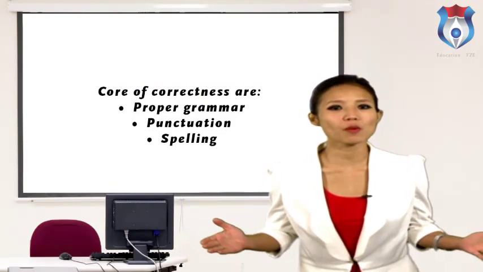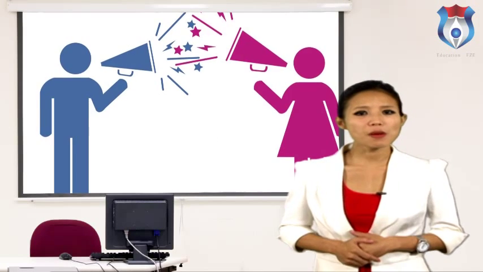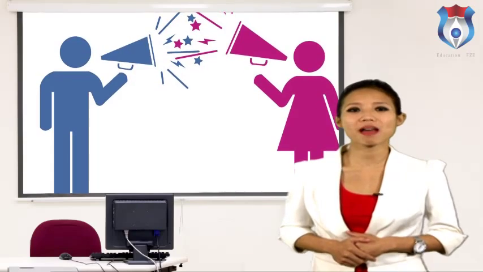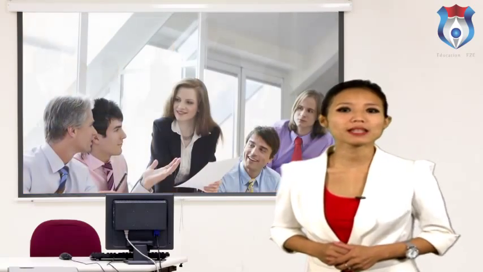At the core of correctness are proper grammar, punctuation, and spelling. However, a message may be perfect grammatically but still insult or lose a customer. A few guidelines for assuring correctness in the message are: use the right level of language, formal or informal, and avoid substandard language or words. Check accuracy of figures, facts, and words. Maintain acceptable writing mechanics.